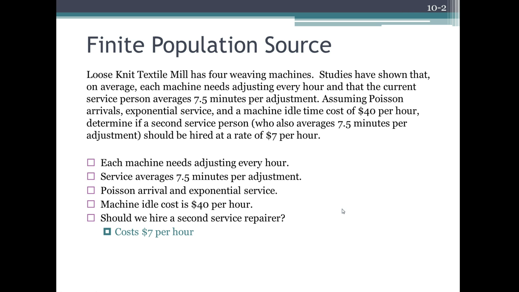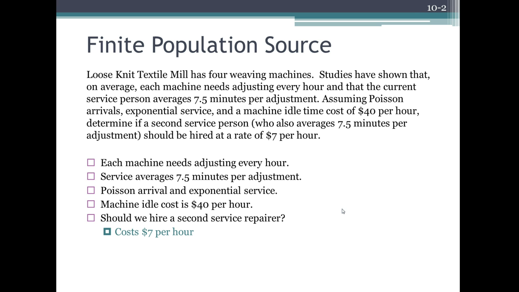Okay, so here's the situation. Loose-knit textile mill has 4 weaving machines. Studies have shown that, on average, each machine needs adjusting every hour and that the current service person averages 7.5 minutes per adjustment. Assuming Poisson arrivals, exponential service, and a machine idle time of $40 per hour, determine if a second service person, who also averages 7.5 minutes per adjustment, should be hired at a rate of $7 per hour. We're going to assume that both people cost $7 per hour.